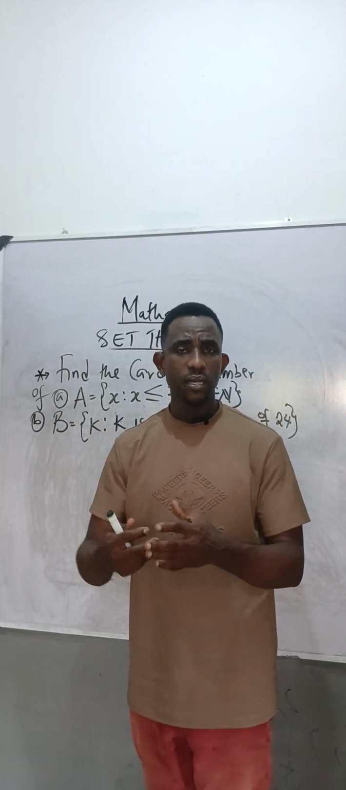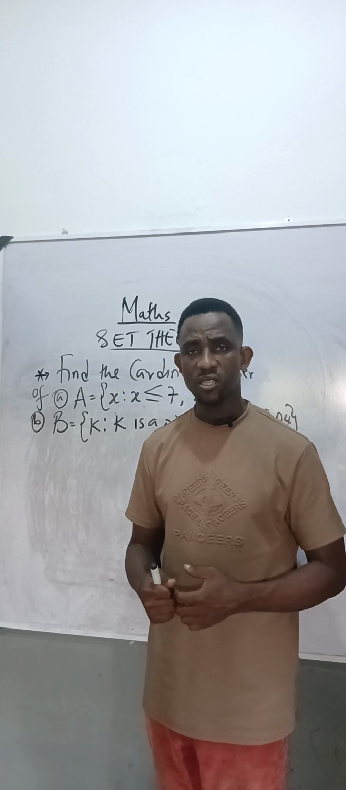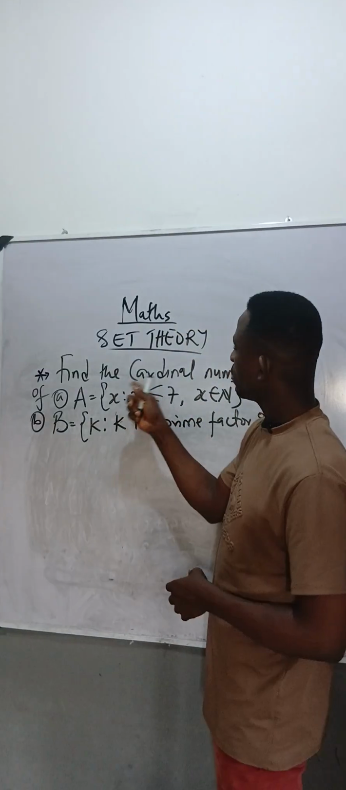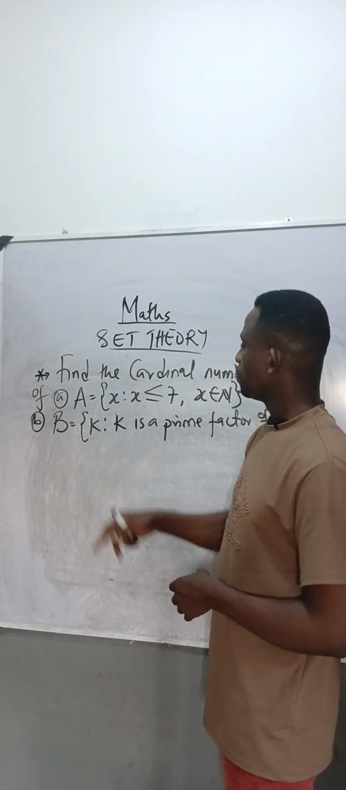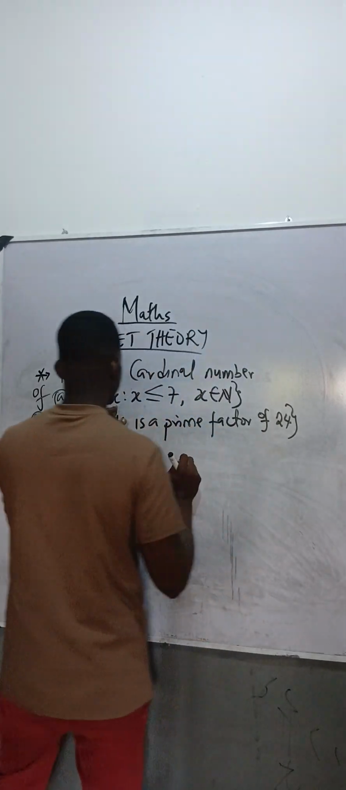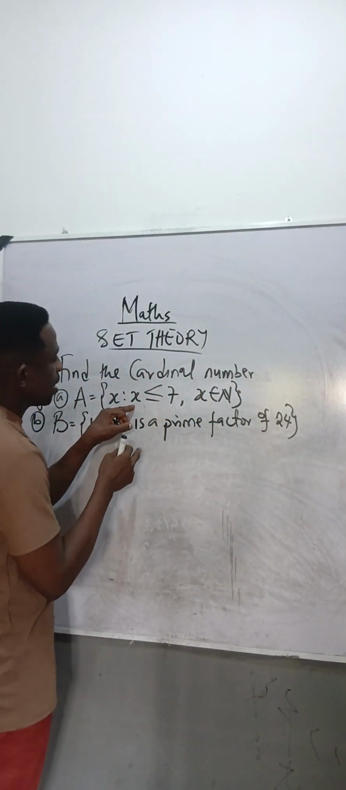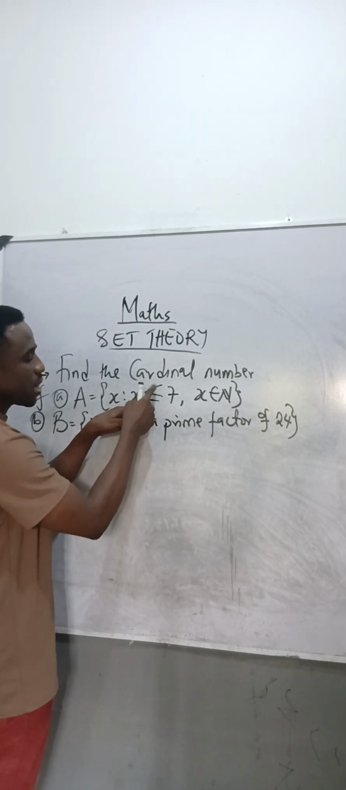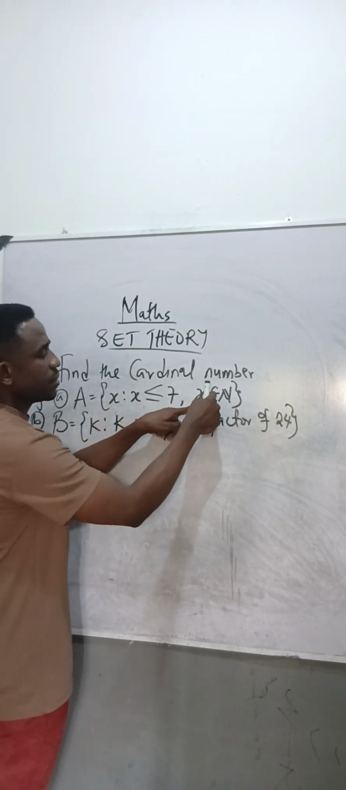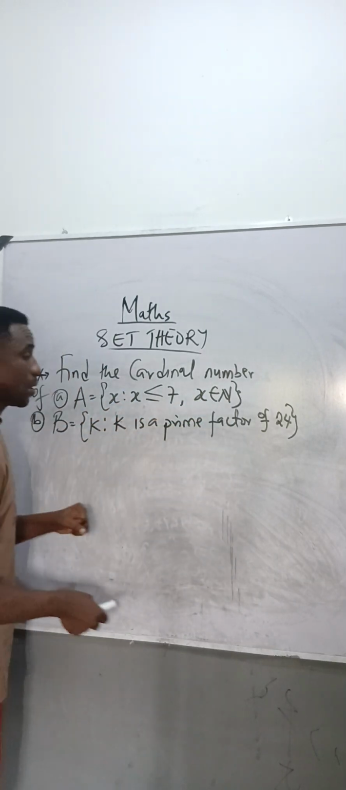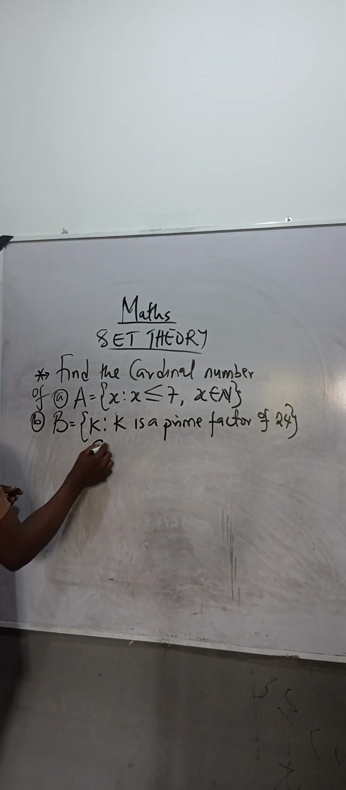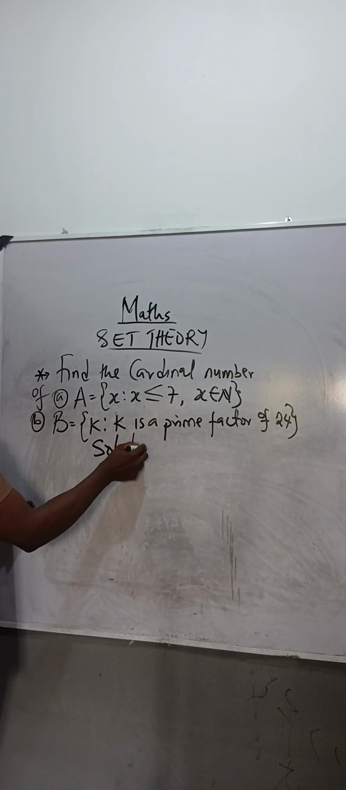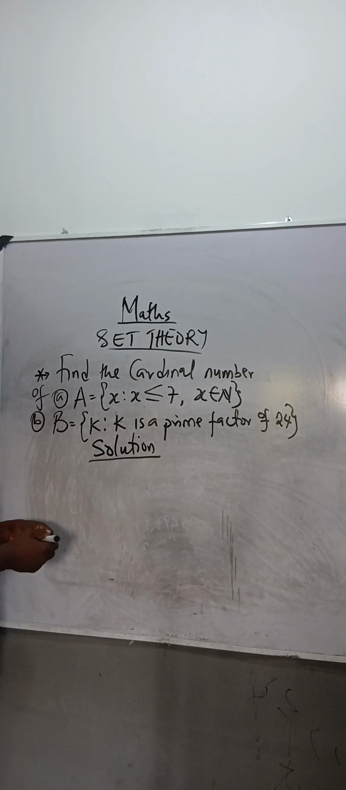We are also in cardinality of a set. So how do we find the cardinal number of A? If A is a set of x such that x is less than or equal to 7, take note of this less than or equal to, x is a member of natural number. So to solve this question is very simple. We need to understand the basic concepts.